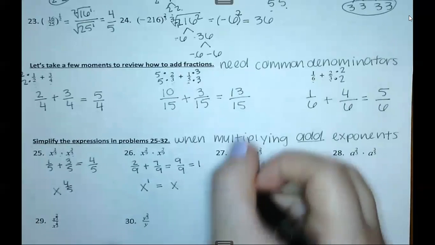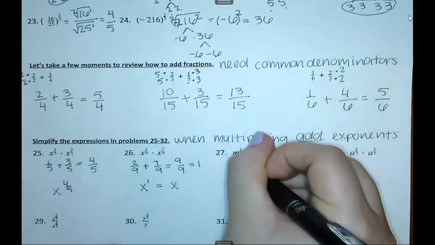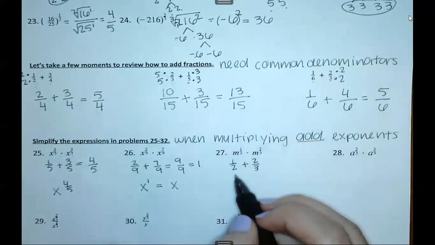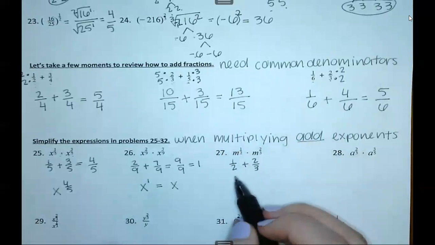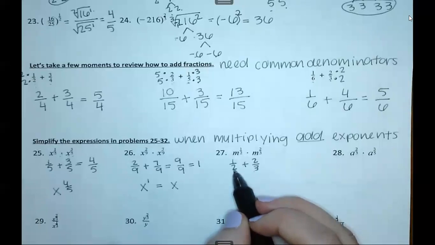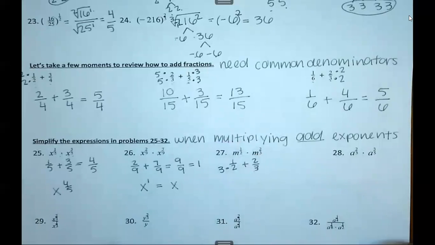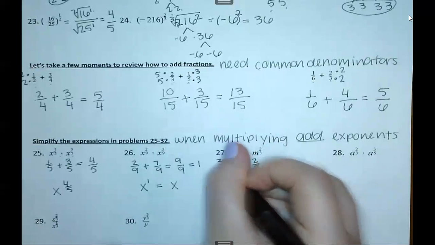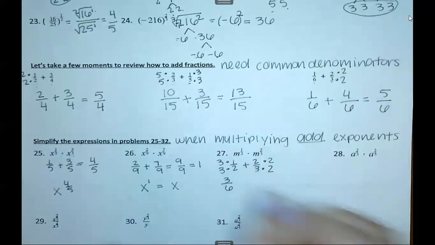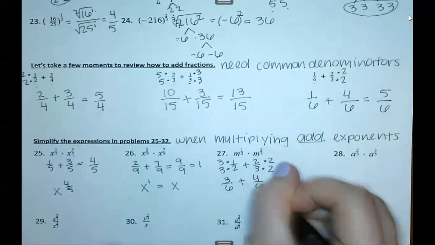Okay, number 27. The fractions I need to add are 1/2 plus 2/3. So our denominators are not common here, so I'm going to need to come up with something so that I can make them the same. So there's nothing I can multiply 2 by to become 3, but I can multiply them both by something to become common. So I could multiply 2 by 3 to become 6, and 3 by 2 to become 6. And rules say whatever you do to the bottom, you got to do to the top. So I'd end up with 3 over 6 plus 4 over 6.